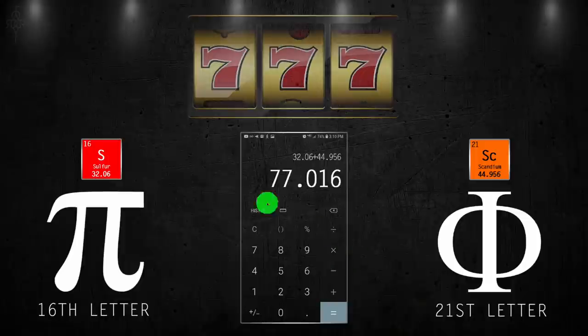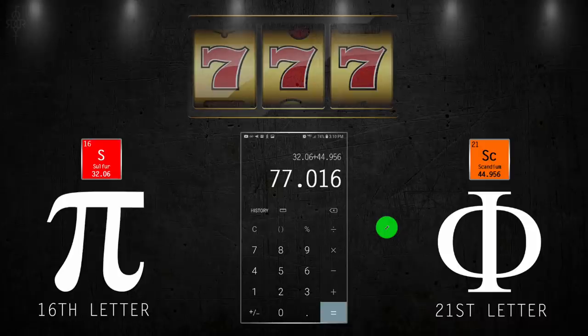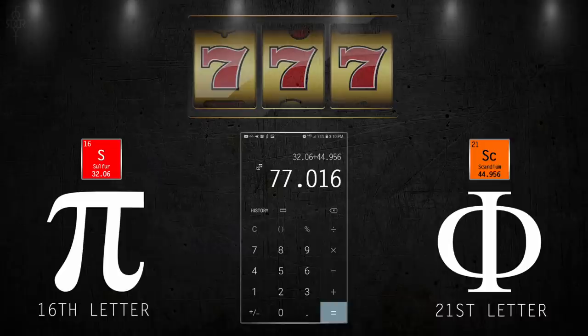16 and 21. And when you add up 16 and 21 using the alchemical elements, it's sulfur and scandium. Notice they both start with the letter S, which is linked to the word sun. And when you add them up in the dead center, this is what you're going to get right here: 77.016, which, if you reduce that down, you get your Las Vegas jackpot, 7-7, and the house always wins. What is the house? Well, obviously it's tied to that 77, and it's tied to the 77 in Oz, which is time. We only get so much time.